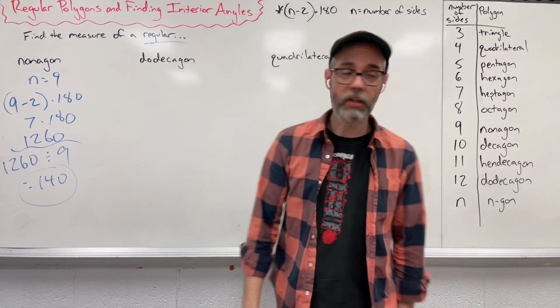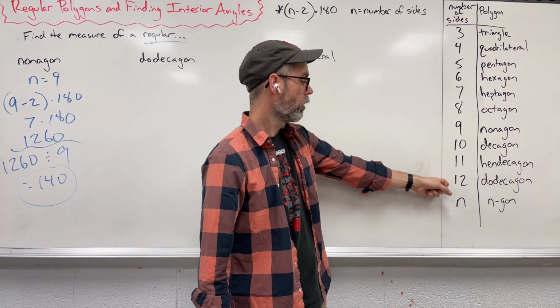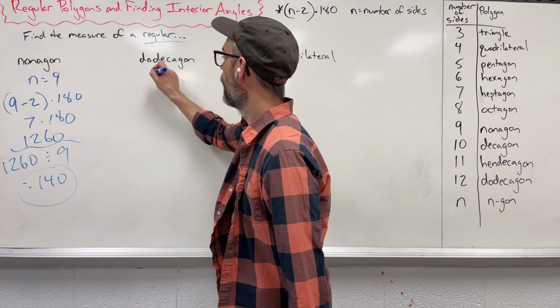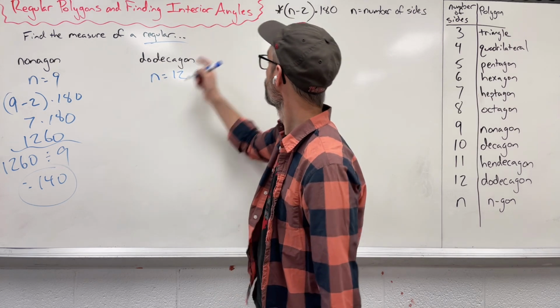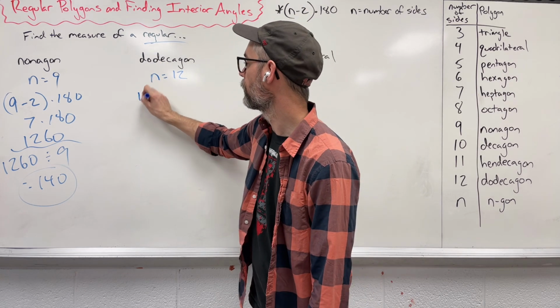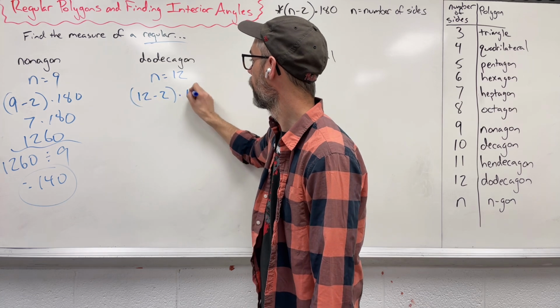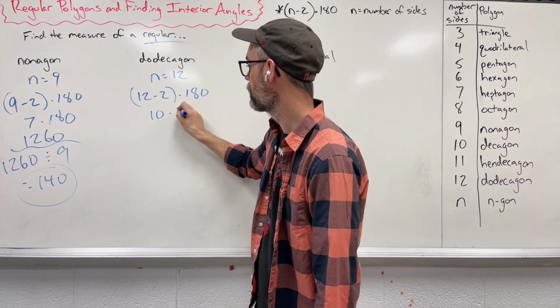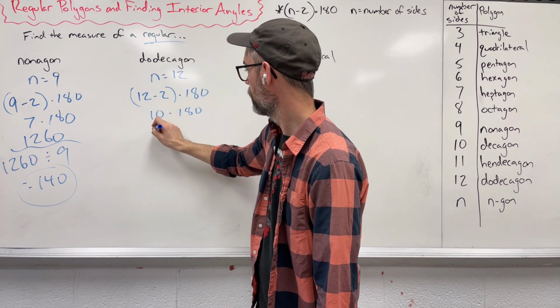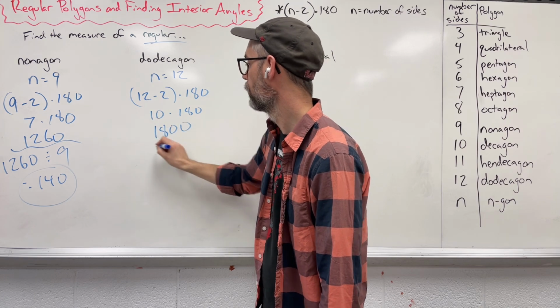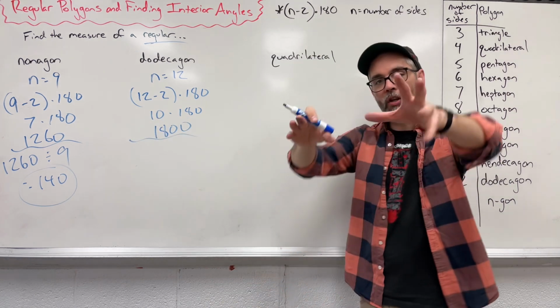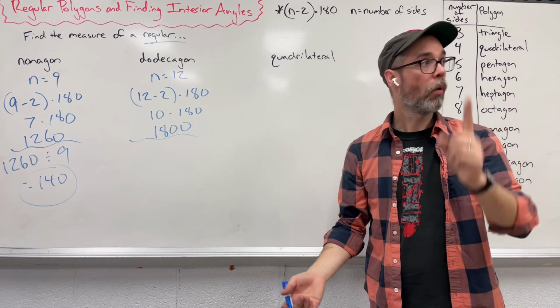Next, let's try a dodecagon. Dodecagon, 12 sides. We know that n equals 12. Let's plug it into that formula. We're going to say 12 minus 2 times 180, giving us 10 times 180, which is 1800. Cool. But that is the measure of all the angles. I want to know what one angle is.